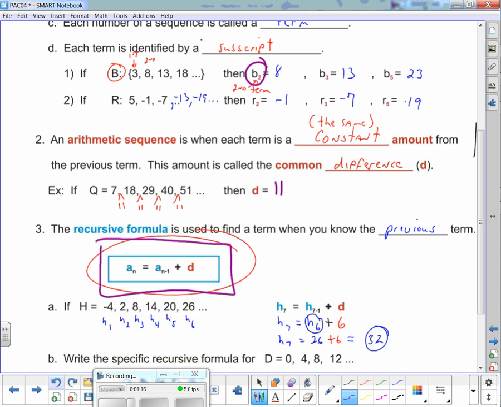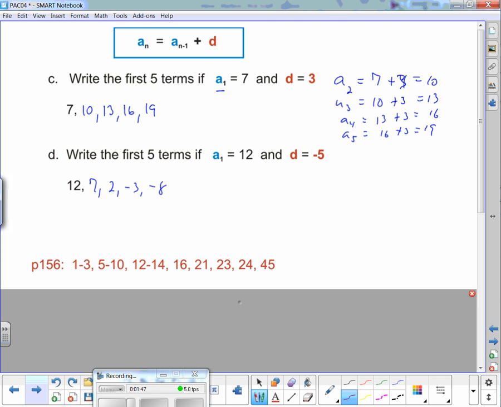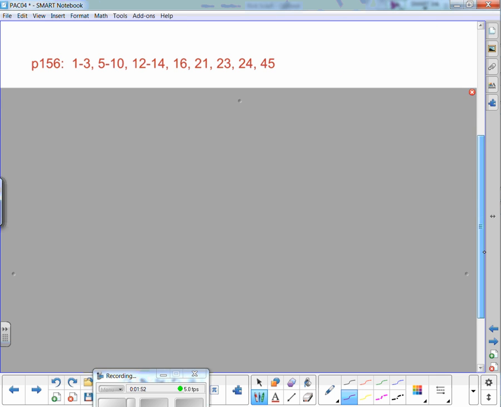The drawback to the recursive formula is you must know the previous term to get the next term. That's what n minus 1 means, the previous term. If I want to find the 10th term, I have to know the 9th to use this formula. If I want to know the 100th term, I have to know the 99th term. So it's a little restrictive in that if you don't know the previous term, the formula will not help you much. From there we did some problems, writing the sequences, and that was the homework.